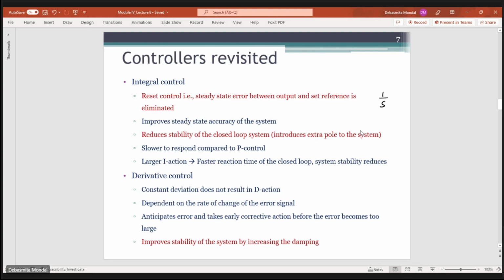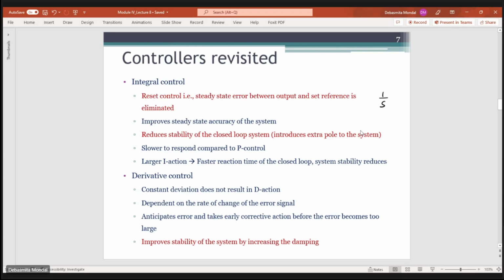Another drawback is that integral control is generally slower to respond. With proportional control, the moment there is a change or a deviation or an error signal, proportional action immediately starts providing output. Okay, but in case of integral action, the response time is much higher. So it is slower in response.